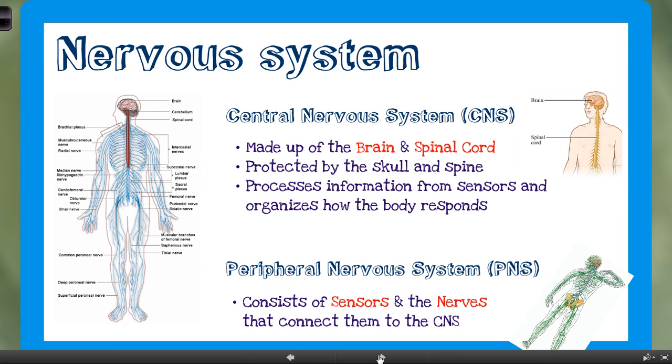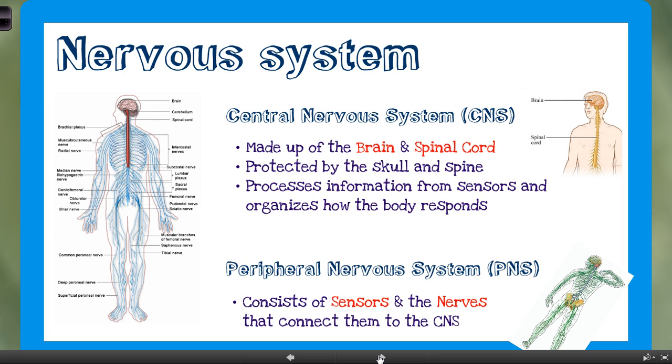The central nervous system. This is really the core of who we are. The central nervous system is made up of the brain and the spinal cord. They're protected by the skull and the spine, so all of the central nervous system is always covered by some sort of bone and protective layers: the brain by the skull, and the spinal cord by our spinal column. Its job is basically to process information from the senses and to organize how we will respond. So this is really the part of us that thinks and processes information. It's kind of the computer, the processing center.